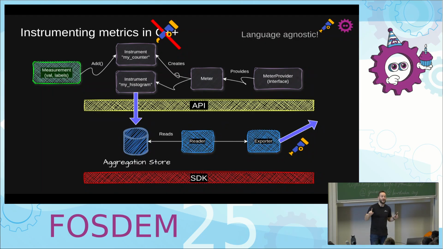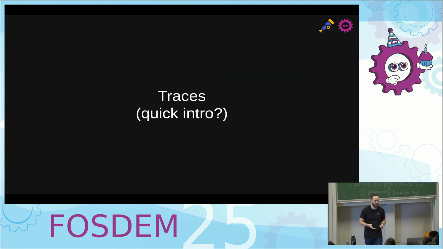Well, no. It's not only C++, because the cool thing about OpenTelemetry is that it's a specification for every language. So every language that implements OpenTelemetry libraries needs to do this. Of course, you will have nuances, but that's it. So now you know how to instrument in every language in the world. This is pretty cool. Now, traces. We are done with metrics. Let's go with traces.